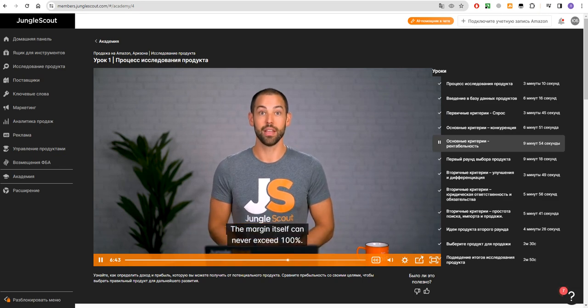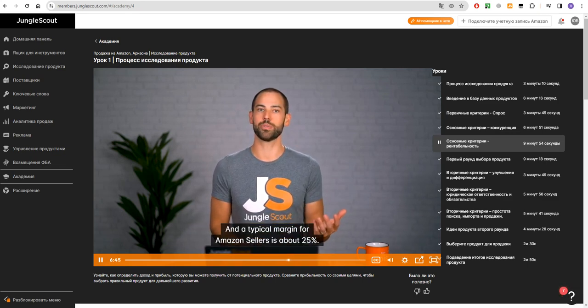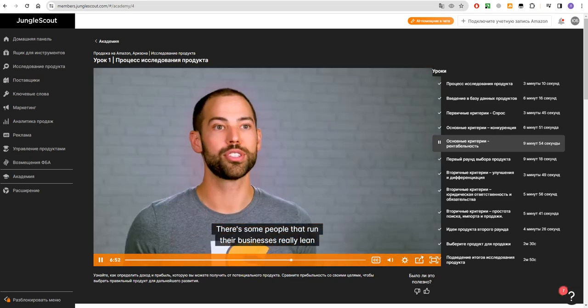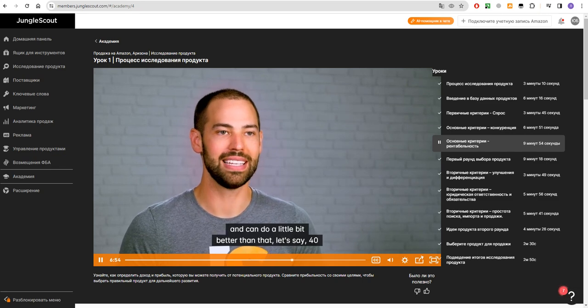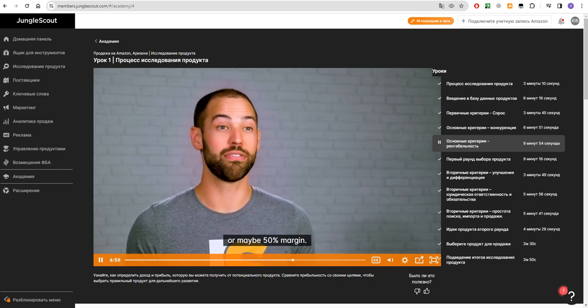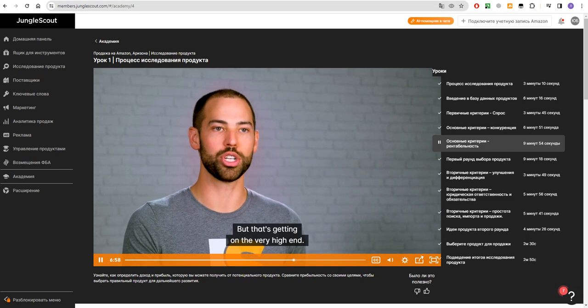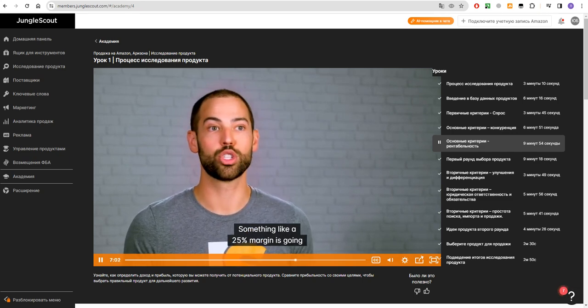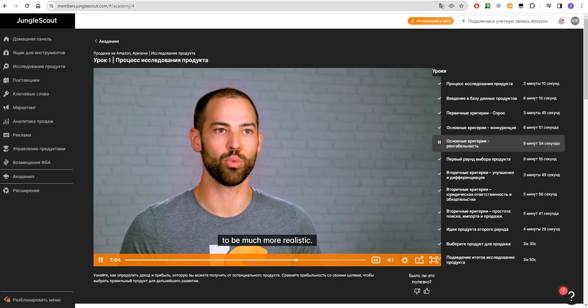putting in. The margin itself can never exceed 100%, and a typical margin for Amazon sellers is about 25%. There's some people that run their businesses really lean and can do a little bit better than that. Let's say 40 or maybe 50% margin, but that's getting on the very high end. Something like a 25% margin is going to be much more realistic.